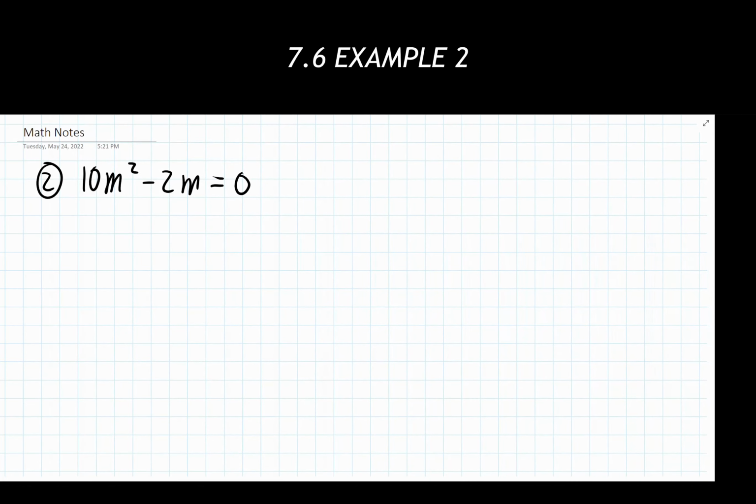Looking at example 2, we have the equation 10m squared minus 2m is equal to 0. Again, we're trying to fully factor this, since it's already written in standard form, everything on one side equaling 0. It's not a trinomial. It only has 2 terms, so that limits my options. This isn't a difference of squares because the first term is not a perfect square and the second term is not a perfect square, so I can't use that.